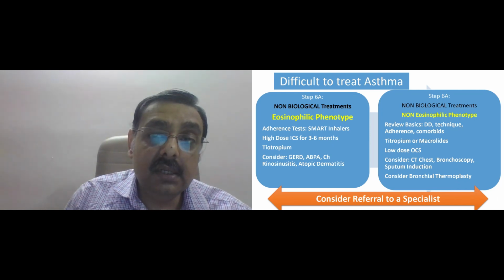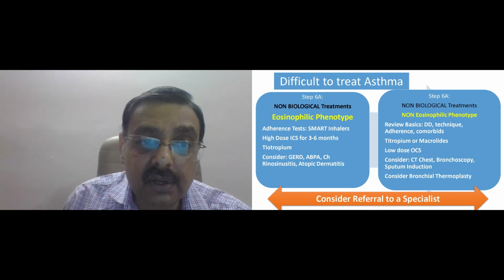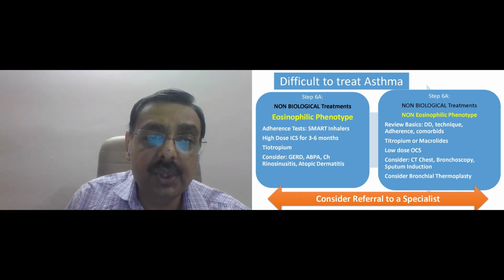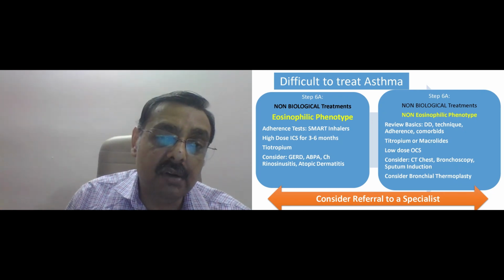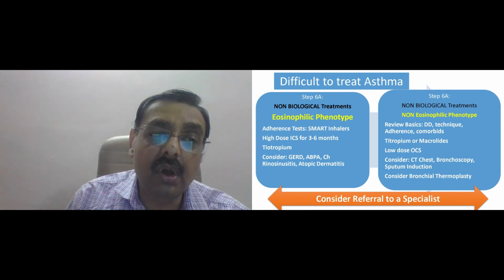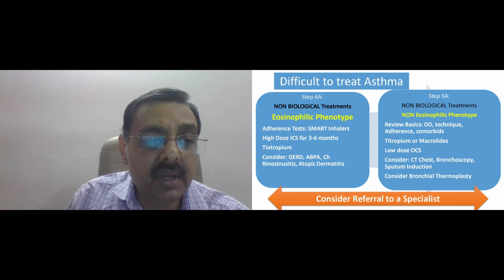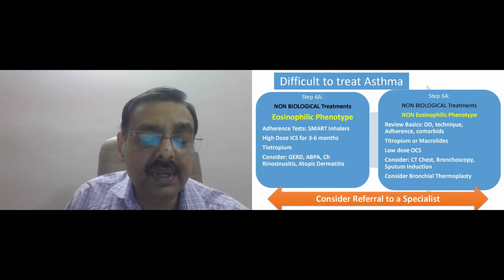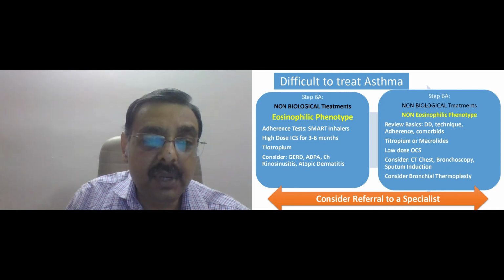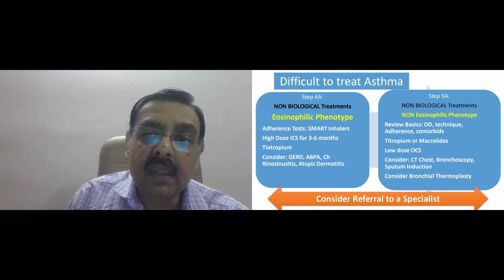So these are the non-biological step-ups which are available. You can use smart inhalers, which means you can use budesonide-formoterol combination as a reliever and preventer. You can try the child on high-dose inhaled corticosteroids for a short time of 3 to 6 months. You can consider tiotropium and consider GERD, bronchopulmonary aspergillosis, rhinosinusitis, and atopic dermatitis, which can be comorbid or mimics.